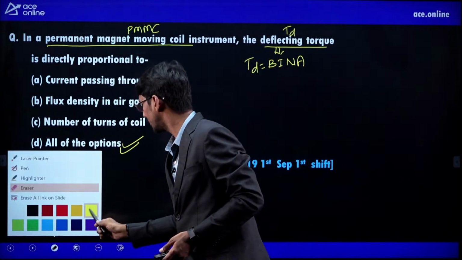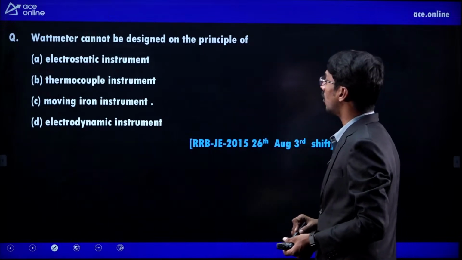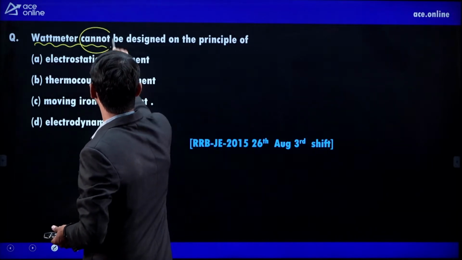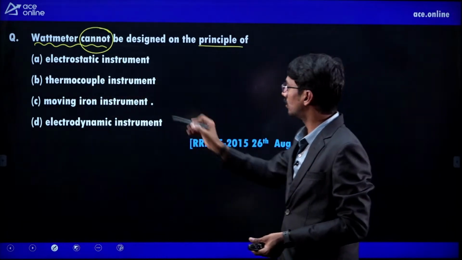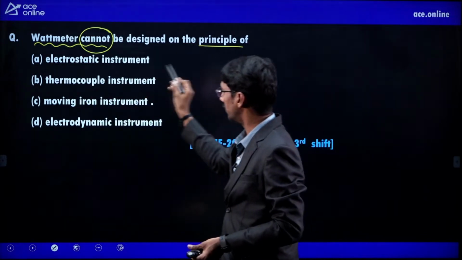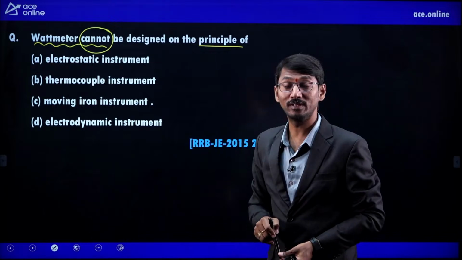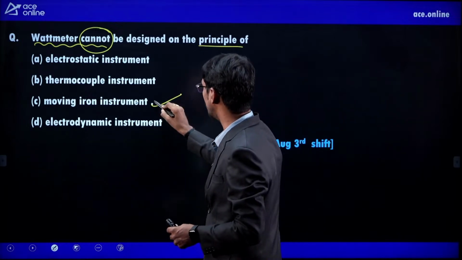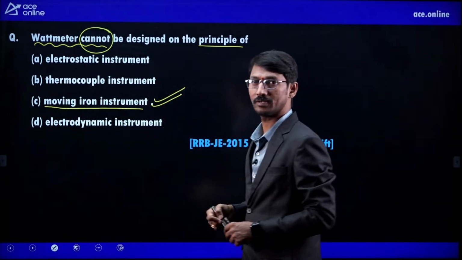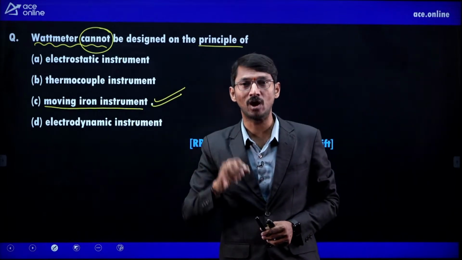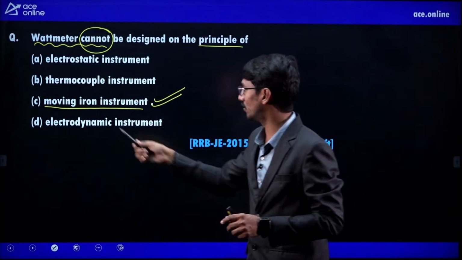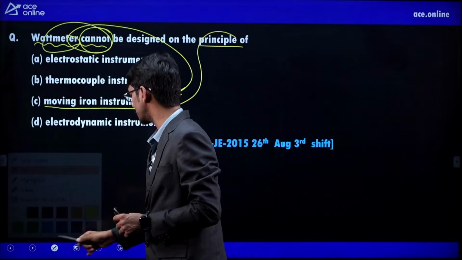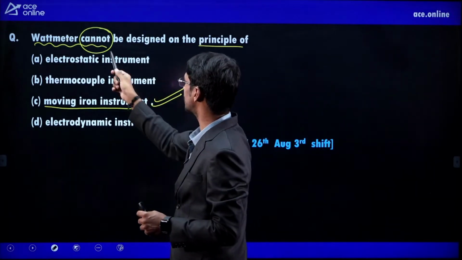Right. Next one is, wattmeter cannot be designed on the principle of, very important point, wattmeter cannot be designed on the principle of... electrostatic instrument we can, thermocouple we can, electrodynamic we can, but I told you in the class, MI instrument base, MI principle base, wattmeter will not be there. That's why moving iron instrument. Generally, which of the following is odd one out? MI wattmeter, not possible. So, therefore, moving iron instrument principle cannot be used for wattmeter connection at all.